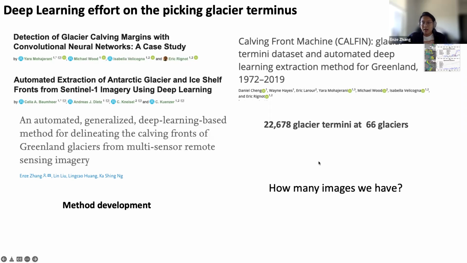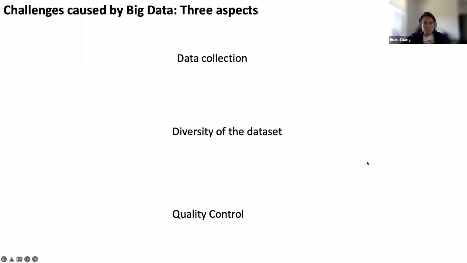But how many images do we have? We have more than 300,000 images at 295 glaciers. So the magnitude of the number of images is very different. And that is truly big data. To apply deep learning to big data, there will be several challenges from three aspects.